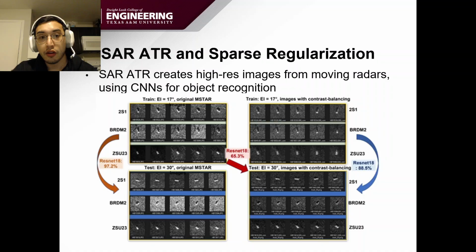Now, this SAR actually created all these images here, and these are real images of tanks. So the 2S1, the BRDM2, these are all real tanks. And what you do is put this into an ATR, an automatic target recognition system, usually a neural network of some kind, and that will identify what the object is. Right now, the big thing is convolutional neural networks, because convolution is needed within radars already. So it allows you to kind of cut out some steps there.